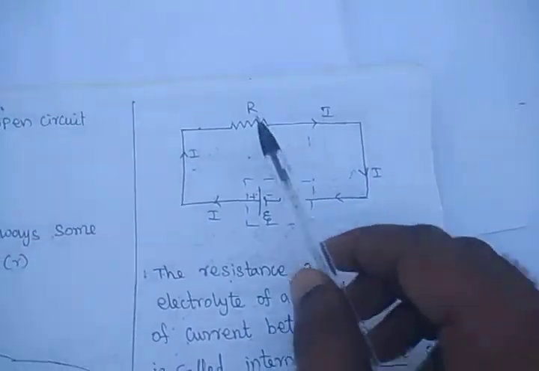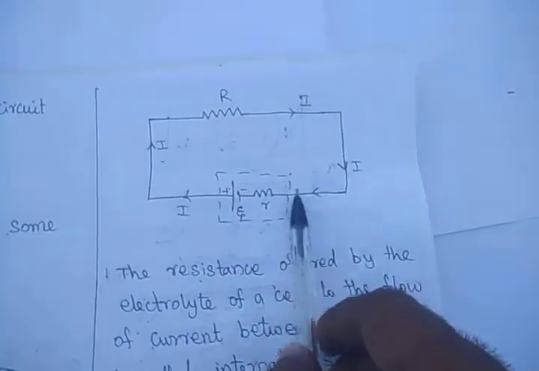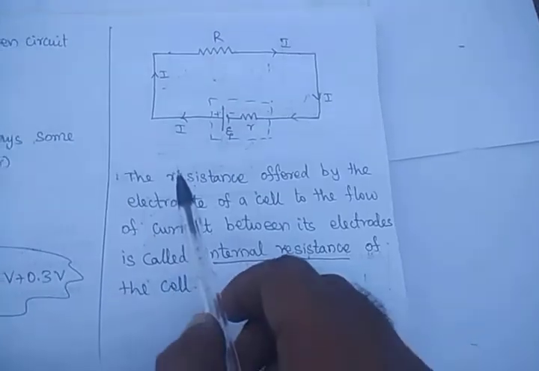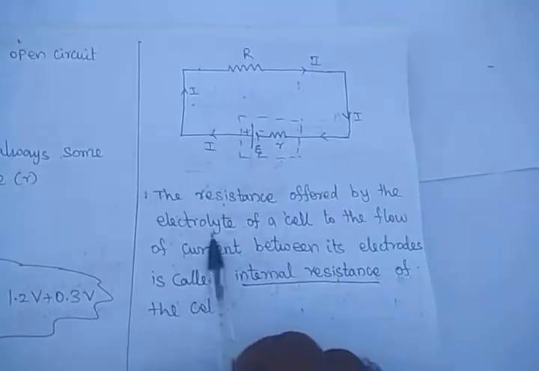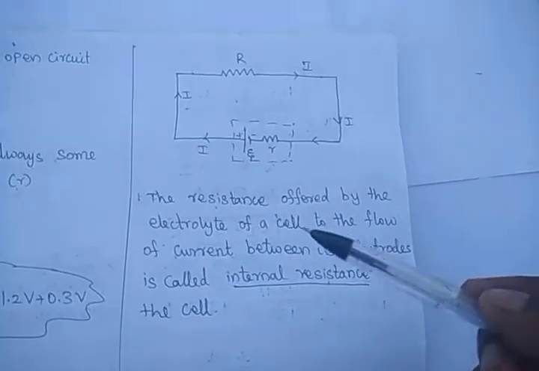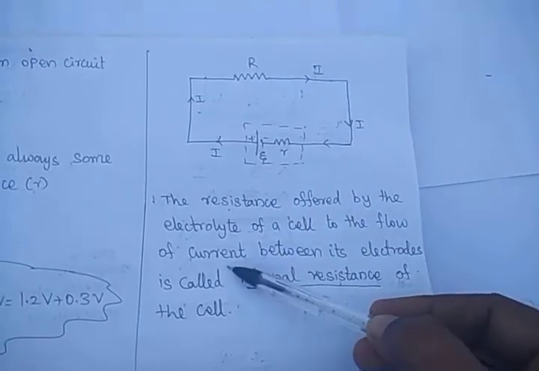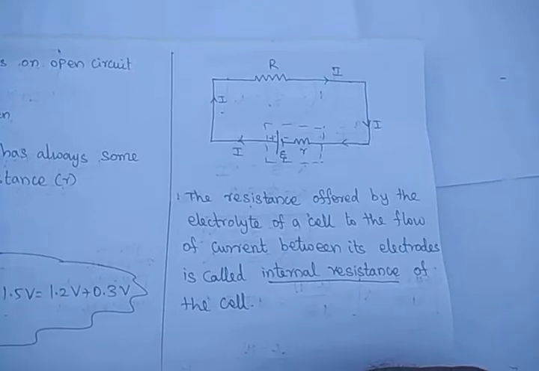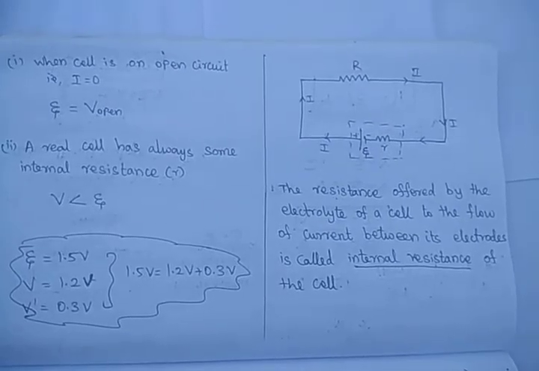So we can represent this circuit like this: external resistor, and this is the EMF of the cell. This dotted line is a battery. The battery has some internal resistor, which we can represent as a small r. So what is the internal resistance of the cell? Very simple, students. It is the resistance offered by the electrolyte in a cell to the flow of current between the electrodes. So the flow of electric current is resisted, slowed down. That resistance is called the internal resistance of a cell. This is the definition for internal resistance of a cell.